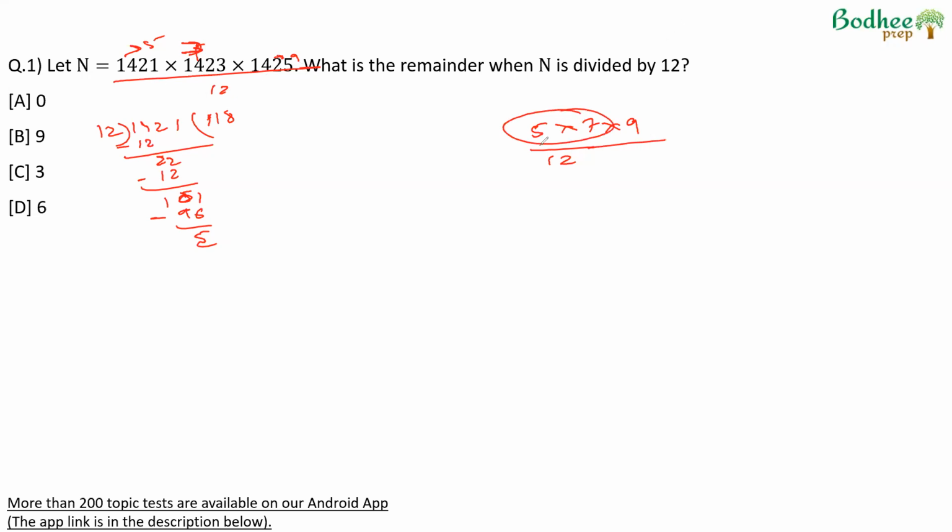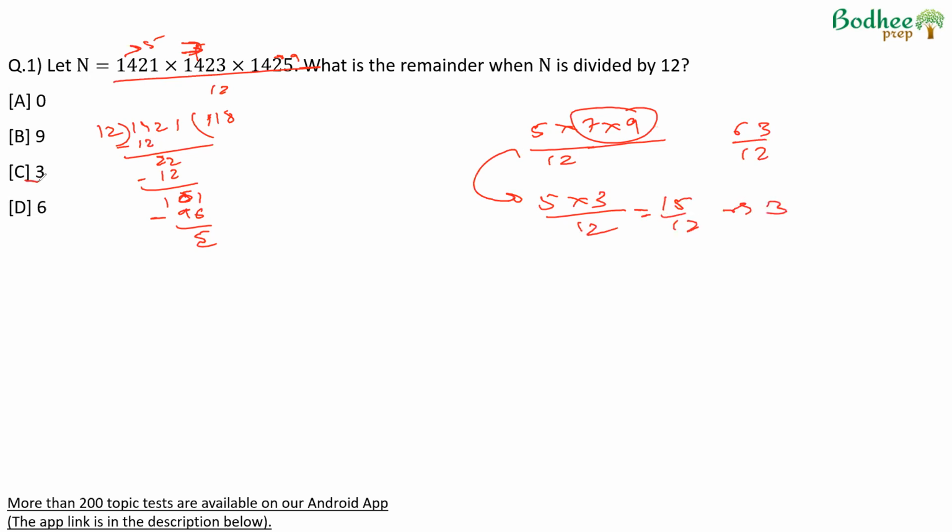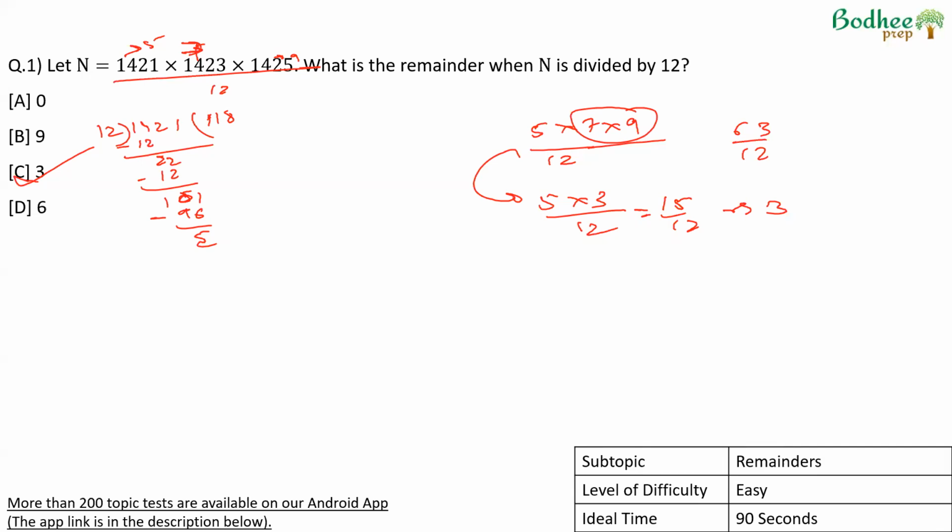Now, multiply these two here: 7 9s are 63. 63 divided by 12 is a remainder of 3. So from here we get 5 into 3. 5 3s are 15. 15 by 12 is a remainder of again 3. So the answer here will be option C, which is 3. Again, an easy question, basic application of the concept. Should be able to do this in about 90 odd seconds.